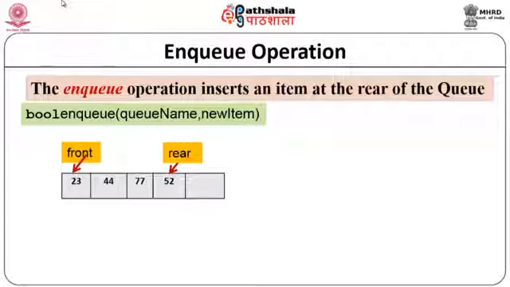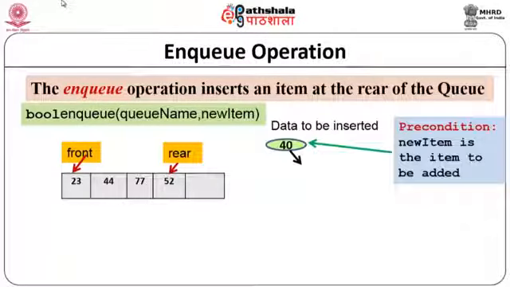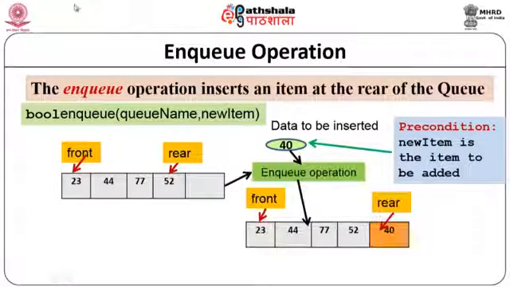So, let us first look at the original queue. The original queue here contains four elements, 23, 44, 77 and 52. Front points to the first element and rear points to the last element that has been inserted. Now, we want to do an insertion operation, or an NQ operation. We want to insert an element 40, and that is the data to be inserted. The precondition for this NQ operation is that there has to be a new item, otherwise you cannot do an insertion. So, the new item is the item to be added.